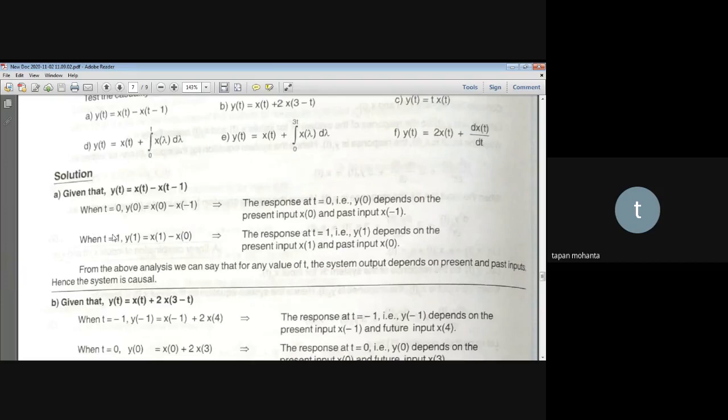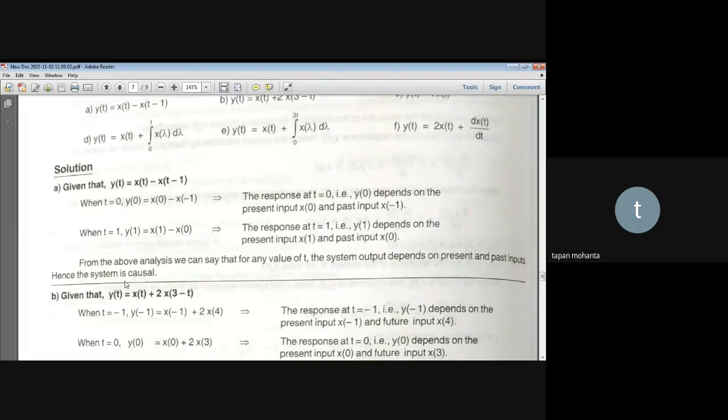Then t is equal to 1. Let's look at another example. y of 1 is x of 1 minus x of 0. So the response at t equals 1, y of 1, depends on the present input x of 1 and the past input x of 0. From the above analysis we can see that for any value of t, the system output depends on the present and the past input. Hence the system is known as a causal system. Now come to the second one.